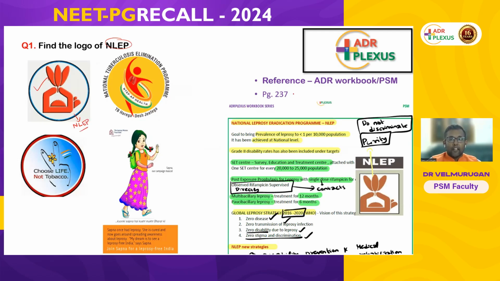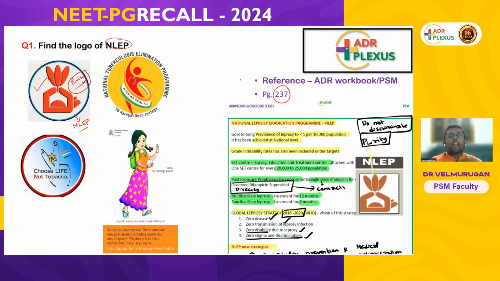We studied in our workbook clearly about the purity of the lotus. What is the meaning of the purity? We should not discriminate people with leprosy. That is the main thing about this logo. They are also pure people. We should not discriminate them.